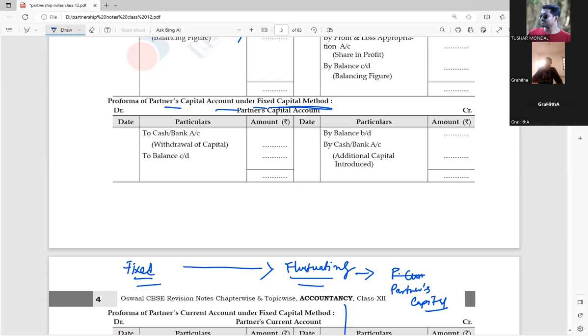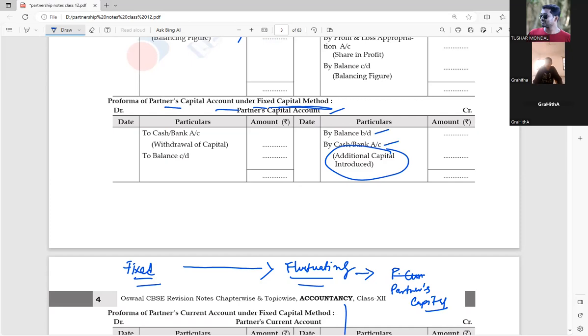One account is always the partners' capital account. There will be no changes in capital. And one more is the partners' current account. Now in the partners' capital account, only capital things we will write. What are the things we'll write? Balance brought down, that is capital, how much capital you have. And by cash, if you introduce additional capital.